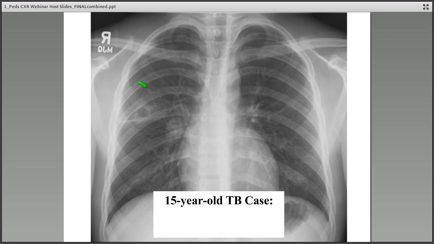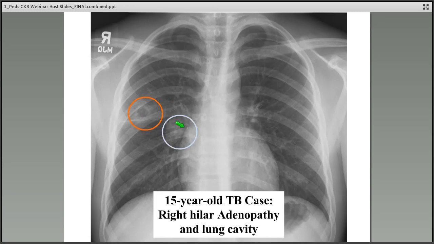Finally, in a 15-year-old TB case, the finding in adolescent chest radiograph resemble adult cases where you see cavities and adenopathy. This is consistent with post-primary TB. The TB in a child or infant is typically primary TB, and therefore you see consolidation and adenopathies more commonly.